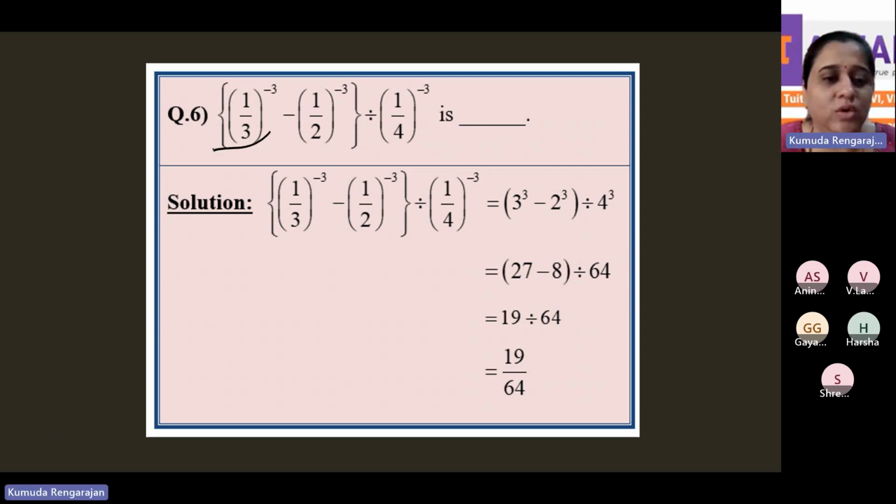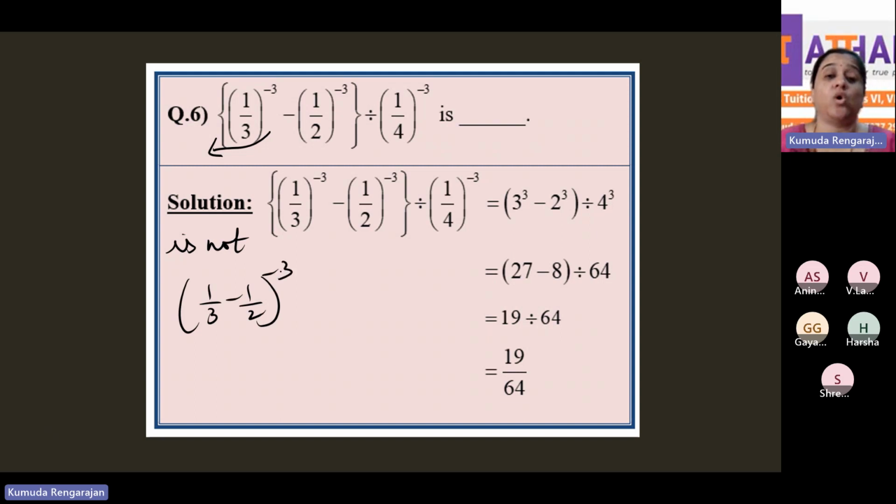So this one, children, don't get confused. This one is not 1 by 3 minus 1 by 2, the whole power minus 3. We cannot create our own rules. You cannot say that the bases are different, but the powers are the same, so I subtract the bases and raise it to the same power minus 3. No, that doesn't work.